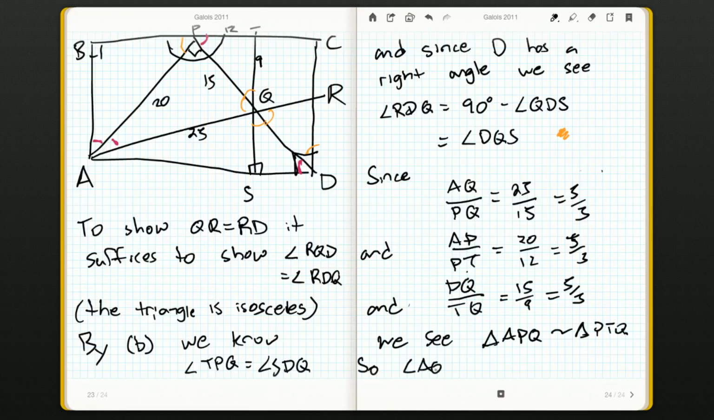So angle AQP is equal to angle PQT, which, as we remarked, is the same as, oh, we haven't remarked this yet, but which is the same as angle DQS, which is equal to our angle DQ by our previous comment up here. So these are, again, that friendly little orange angle.